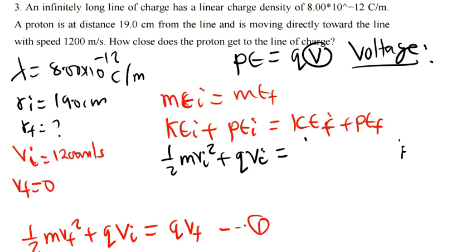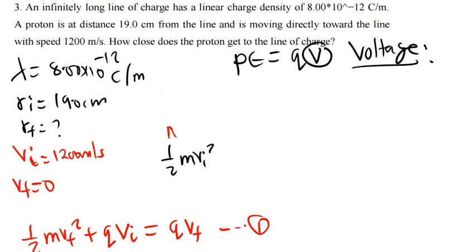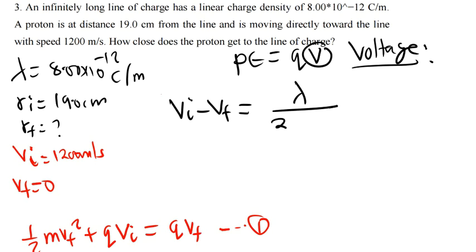Let's get rid of this. Another interesting formula which you need to know when dealing with the infinity of a long line of charge is this one, the voltage difference. The voltage difference is given by the voltage initial minus voltage final, which should be equal to the linear charge density divided by 2 pi epsilon naught, times ln of R final divided by R initial. R final is the one we are trying to find, this one here.